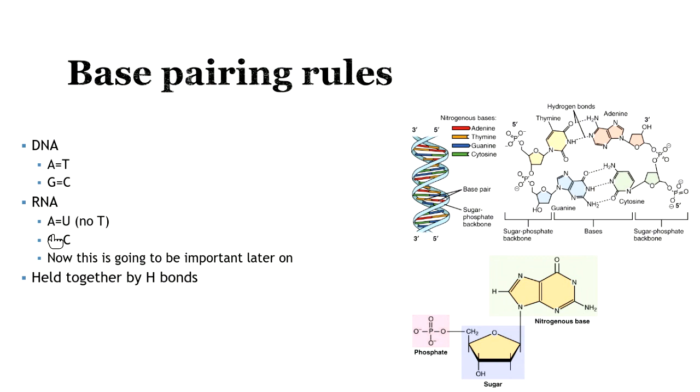Now with RNA, what's unique is we do not have thymine. We have uracil in place of it. And guanine and cytosine here are always going to be the same. Now this is going to be super important when we get to Unit 5. And then just to remind you, their bases are held together by those hydrogen bonds.